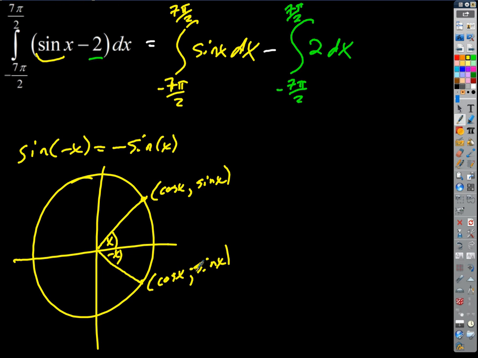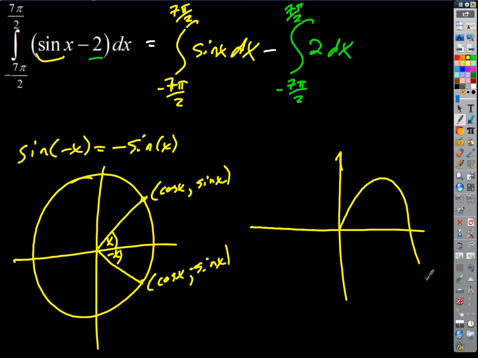And you can also see that by just looking at its graph. Right, what's a sine function look like? Well, sine function looks like that, doesn't it? So it clearly has rotational symmetry about the origin, right? So we can see right away then that this one goes to 0 because of that property, right?